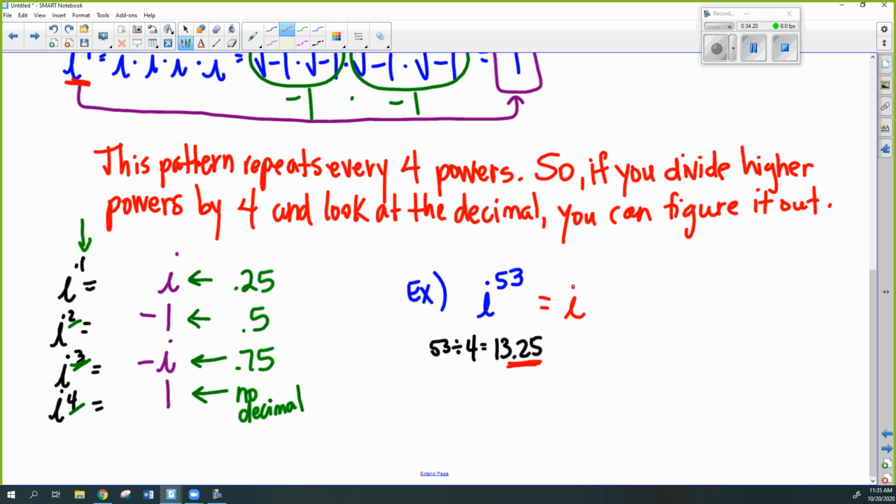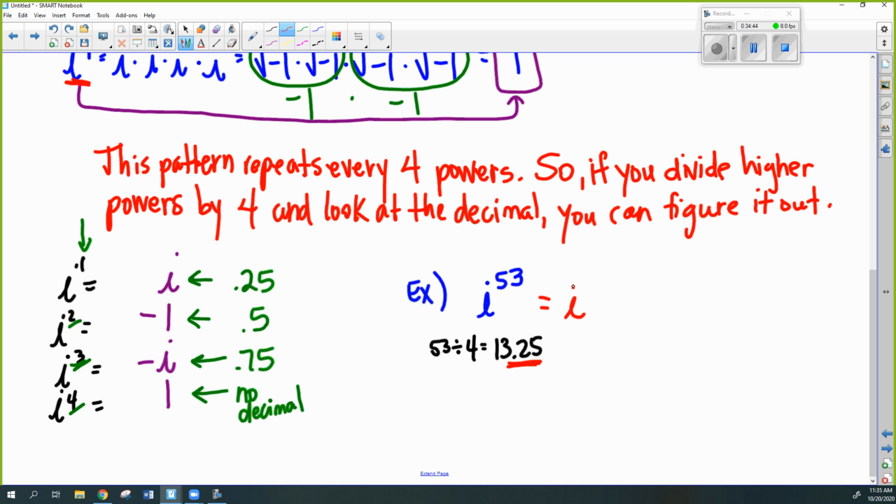All right, so whatever the exponent is, you divide by 4, and then you look at the decimal. If it's a 0.25, the answer is I. If it's a 0.5, the answer is -1. If it's a 0.75, the answer is -I. And if you don't get a decimal, the answer is 1.